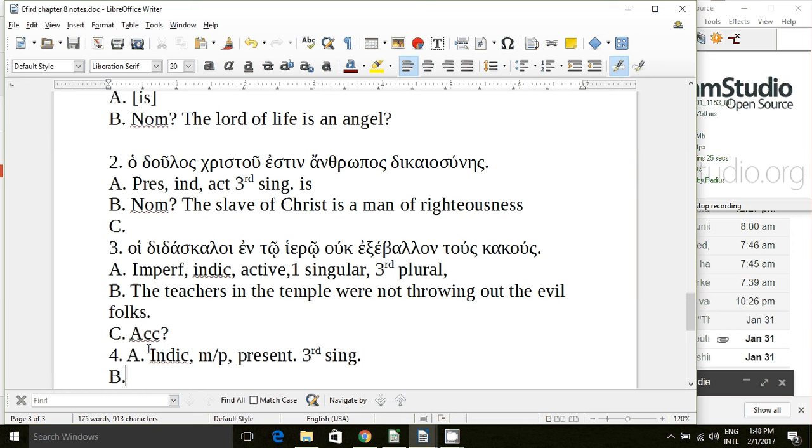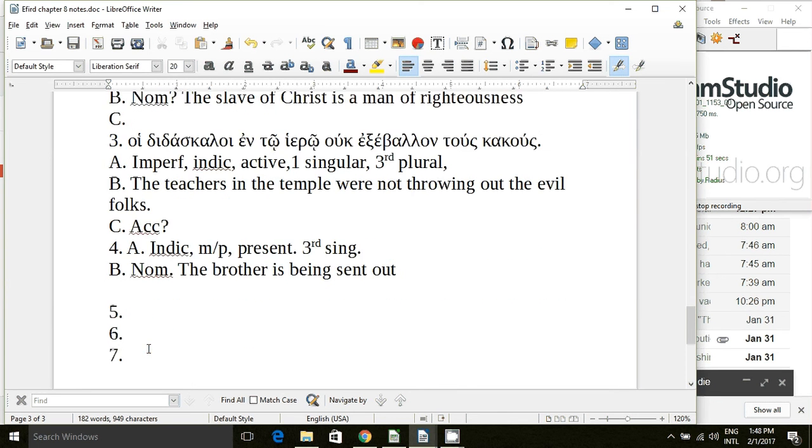Anytime we have a middle passive voice, first we're going to look for a nominative. Is there a nominative? Yes, it's ho adelphos, the brother. So we've got the brother. Oh, we should have translated apostello as I send out. So this is the brother is being sent out because it's present tense. And anytime we have a passive verb, we look for hupo plus the genitive to be the agent. We do in fact have an agent, and that is hupo tou huiou, by the son.